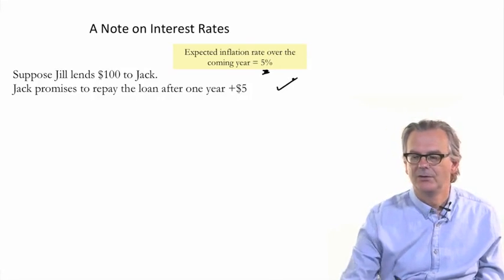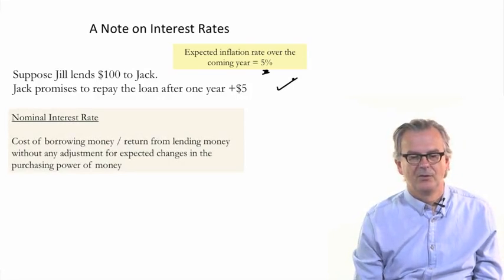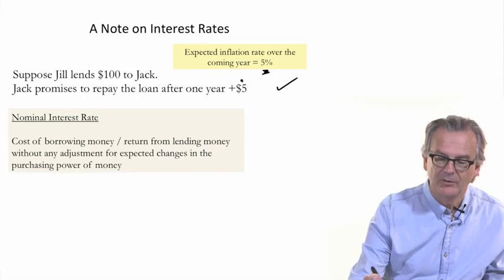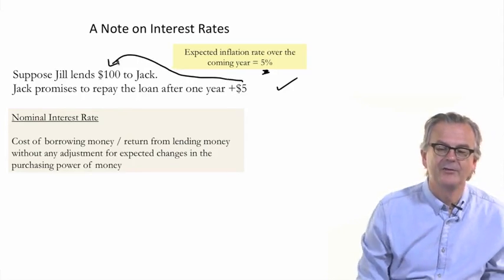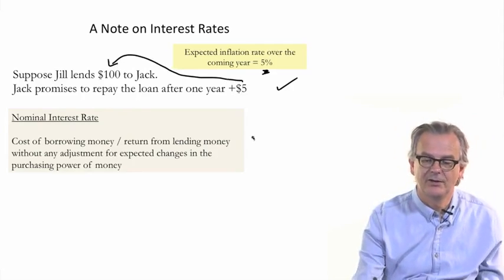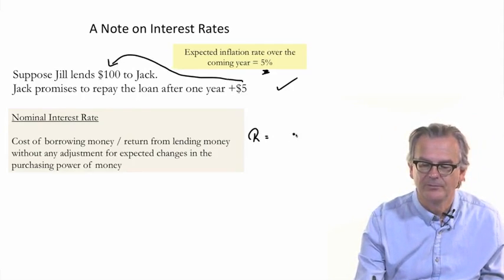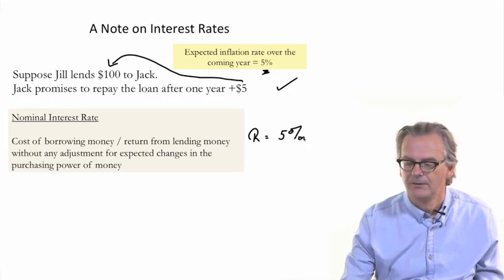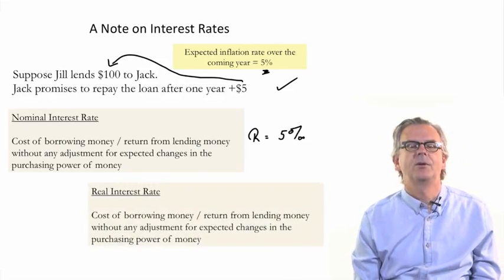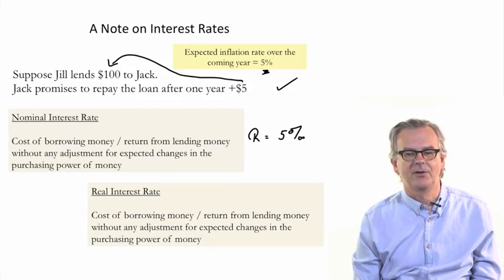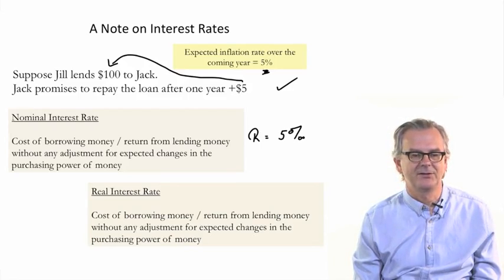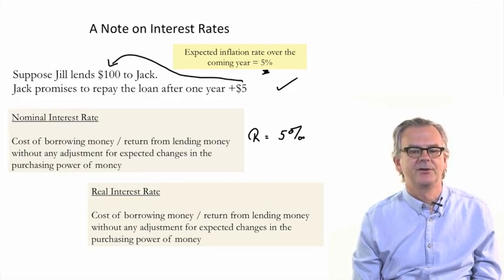What does that do to this calculation? Well, the nominal interest rate is unchanged. Remember, the nominal interest rate is simply a comparison of that end of year payment with the size of the loan. The nominal interest rate is still 5%. What about the real interest rate? What has Jill, for example, really gotten as a result of this transaction? Well, Jill started out with $100. She ends up at the end of the year being repaid $105.